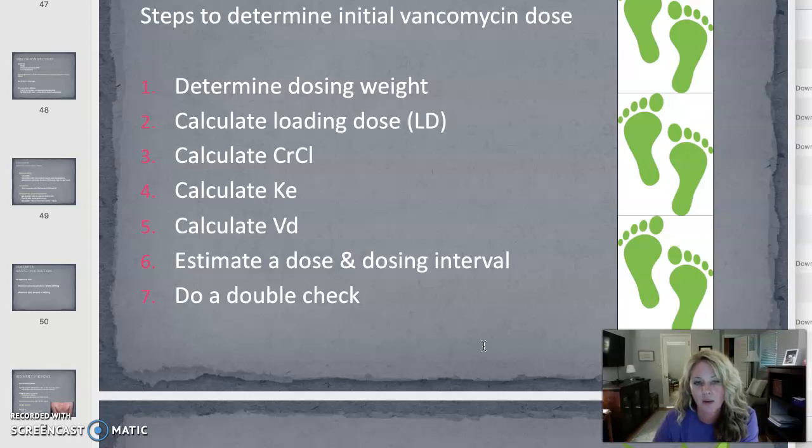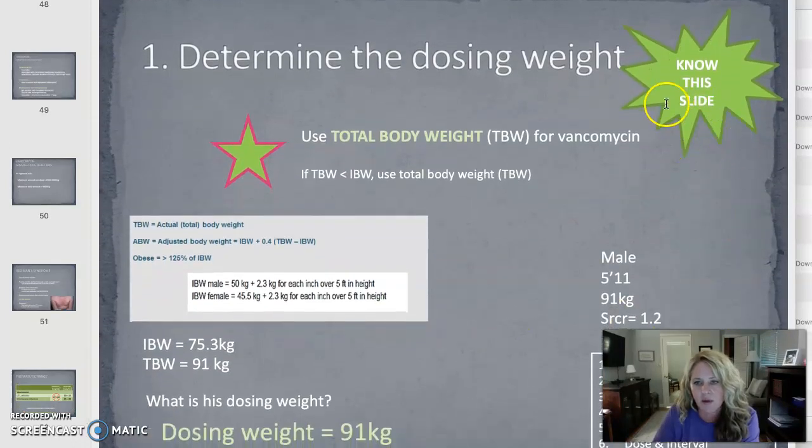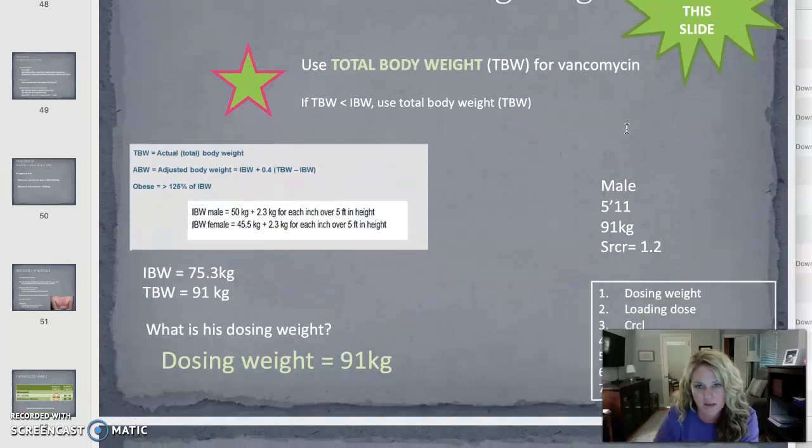Then we'll calculate their creatinine clearance, their elimination rate, and volume of distribution, and then we can estimate a dose and a dosing interval. So again, you see this slide up here. Know this slide, okay? For vancomycin, it's different than creatinine clearance and aminoglycosides. We use the total body weight or actual body weight to dose vancomycin, always.